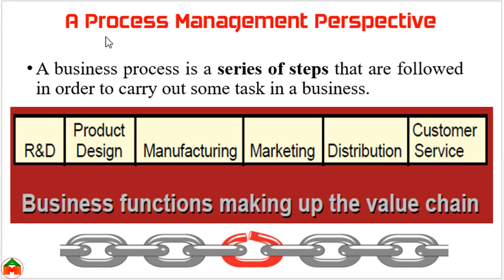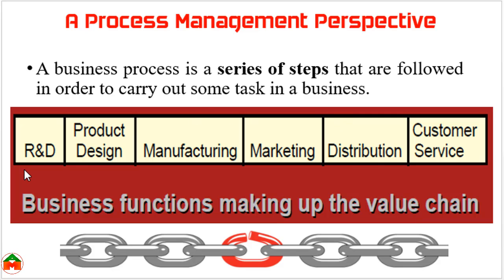We can see another perspective, the process management perspective. A business process is a series of steps or activities that are followed in order to carry out some task in a business. Whenever you are selling something or serving, you have to follow a series of steps or activities. Those series of steps or activities or functions are known as the value chain.